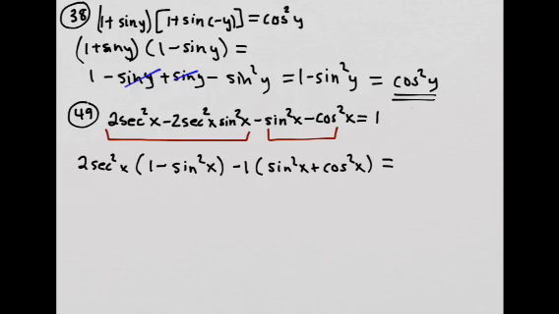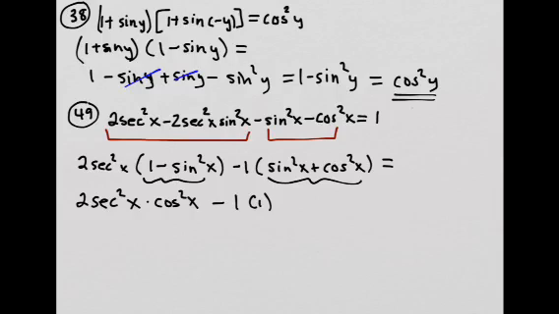Alright, so I know that this right here equals cosine squared x. So I'm going to put 2 secant squared x times cosine squared x minus 1. Now this is 1. I'm going to replace that with 1. Well, secant is 1 over cosine. So I'm going to write this as 2 times 1 over cosine squared x times cosine squared x minus 1. So cosine squared x over cosine squared x is 1. So now I have 2 minus 1, which is 1. And that's it for number 49.